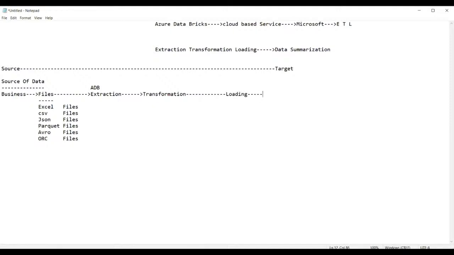And once the transformation is done on this data, ultimately the process of loading will take place. Loading means the final data, whatever you have, will be transferred to the destination. That is called the target, or we can say destination. The data will be transferred to the destination.